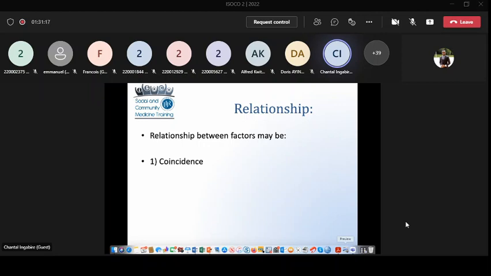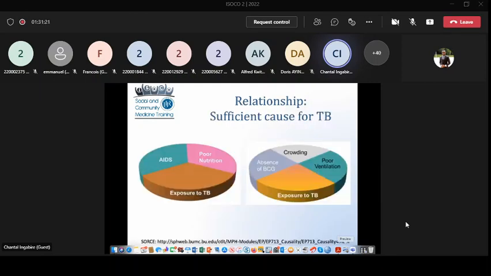Yeah, if for instance we take an example of the first pie, where we are talking about exposure to TB, AIDS, and poor nutrition. So a person with HIV and AIDS, and in the stage of AIDS, it's not only about HIV, it's the person who is at the stage of having the symptoms, who also has poor nutrition. If we get exposed to TB, automatically it will lead to the disease. Do you understand?